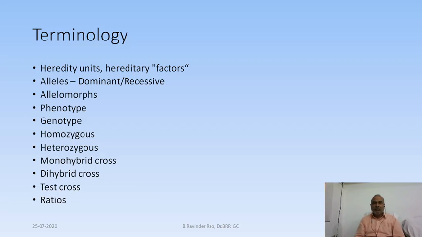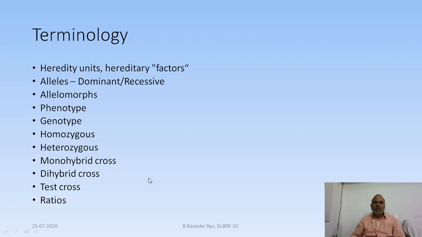Dihybrid cross. What is a dihybrid cross? The inheritance of two characters is studied simultaneously. You take, for example, yellow color of the cotyledon and round shape of the seed, two characters, and their contrasting traits, green and wrinkled. Two characters are studied at a time to find out the inheritance pathway. That is called a dihybrid cross.